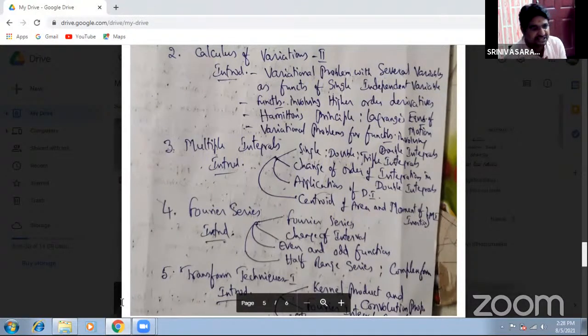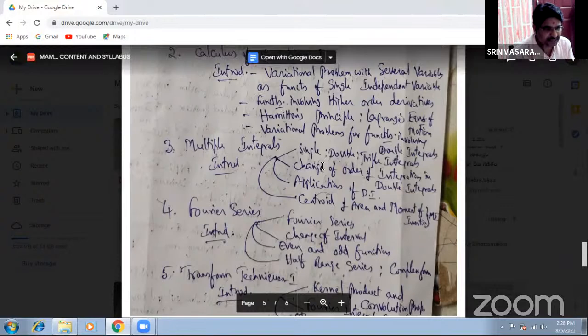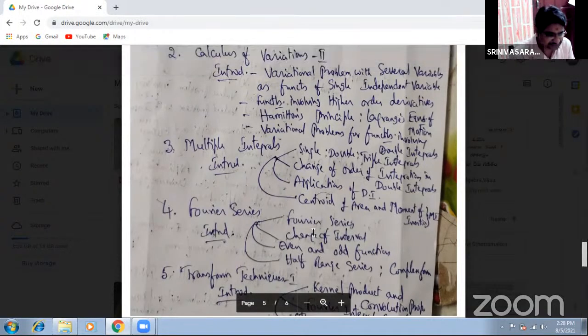These 18 units are involved in methods of applied mathematics. Now, here the first one, we have to see this. What is the multiple integral concept? That is the third unit. Okay, we just have to see here.